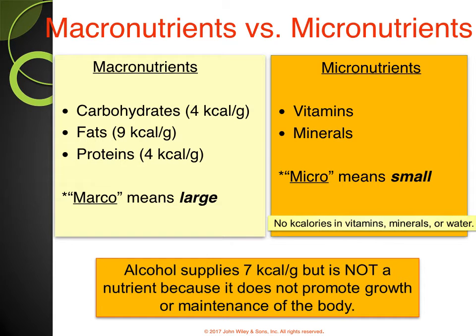So there's a difference between macronutrients and micronutrients. When we say macronutrients, we're referring to carbohydrates, fats, and proteins, which provide calories. As you'll see, carbohydrates and proteins provide 4 calories per gram, and fats provide 9 calories per gram. And then micronutrients are vitamins and minerals. These do not provide any calories.